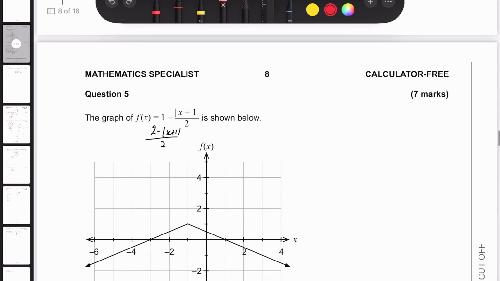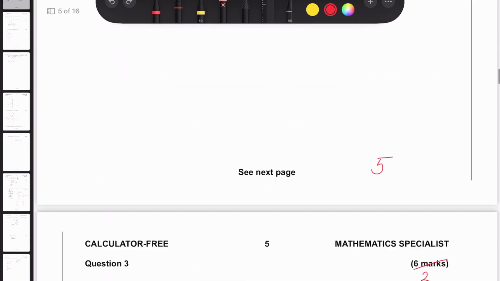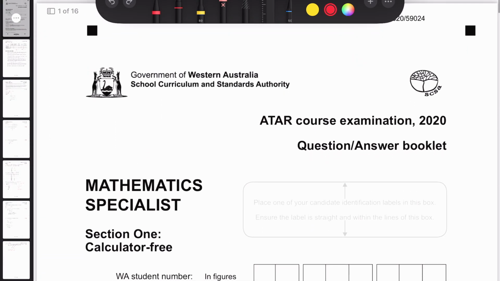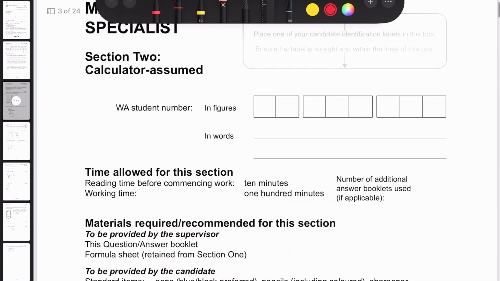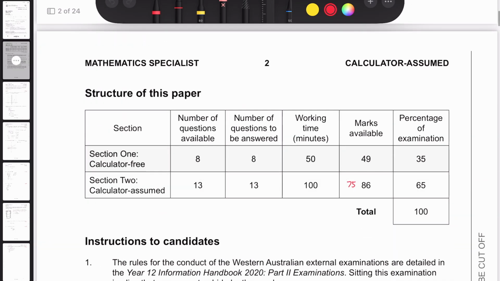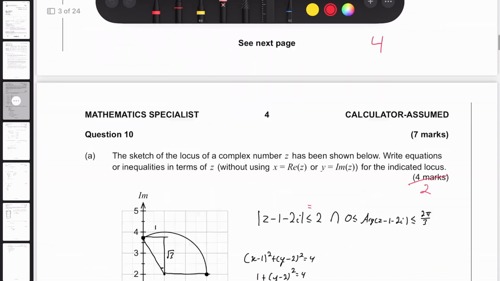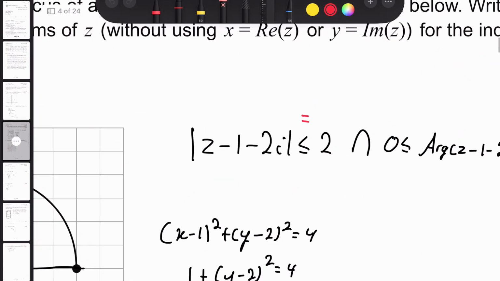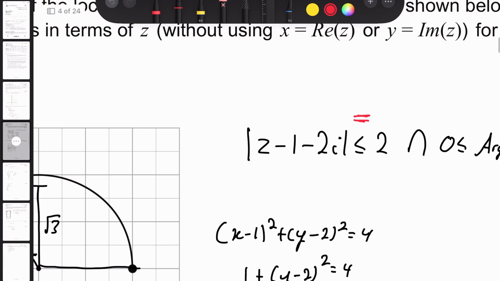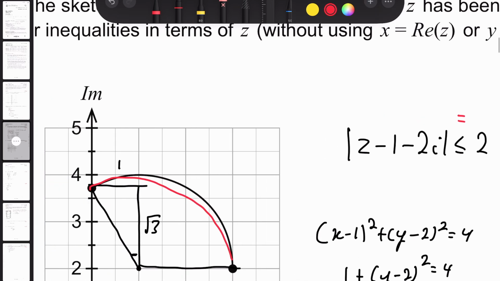So we're going to quickly go over to calculator assumed now and go through that, because there's quite a few missing marks from there too. So yeah. Okay, so we're in calculator assumed now. Let's quickly go through it because I need to eat dinner. Here we lost 2 marks because this was supposed to be an equal, it's not a less than, because it's just part of the array.